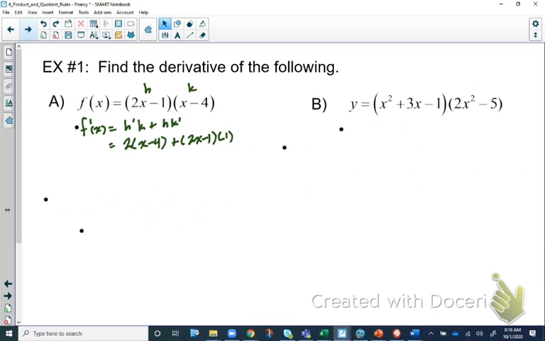Here what we're going to do is just do your normal distribution and combine any like terms that you have. So the first distribution gives me 2x minus 8, plus the 1 doesn't really do anything, so we just have the 2x minus 1. And when we combine our like terms, we're going to have 4x minus 9.